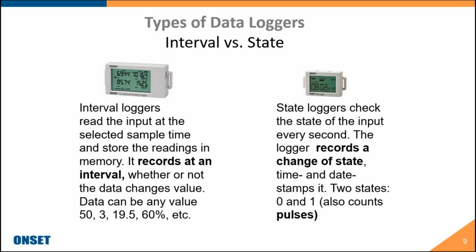A state data logger will check the state of the input every second. The logger then records a change of state within that time or date stamp. There are two states that it records, a 0 or 1. Our state data loggers can also record pulses. When they are recording pulses, what it will do is record the number of pulses within that interval you set for it, and then at the end, it will give you a totalized count of those pulses.